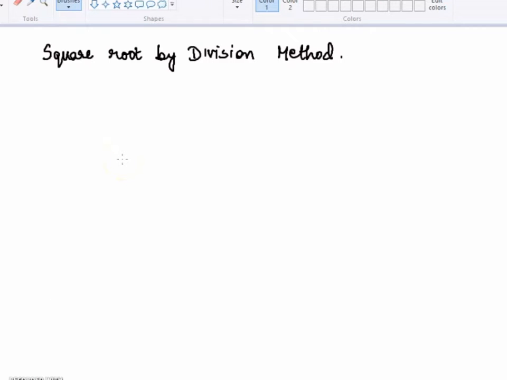We are just going to revise the division method by looking at a few problems, and before taking up the next type of problem, we will just revise what we have done. So, square root by division method.